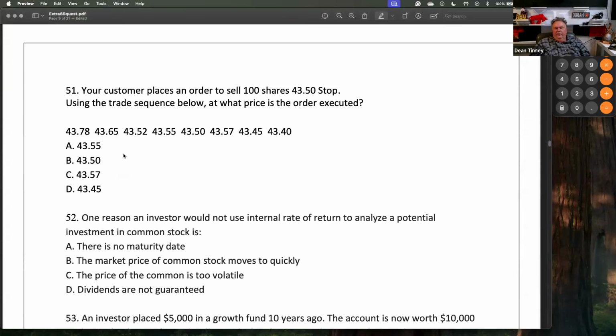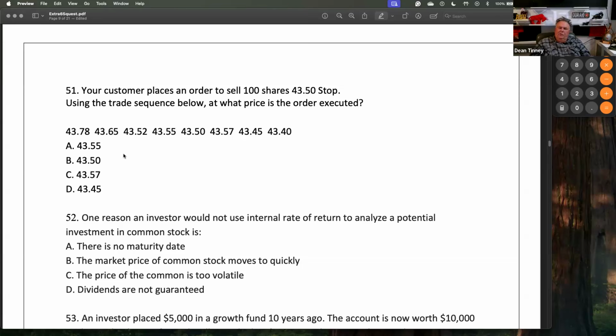Your customer places an order to sell 100 shares at 43.50 stop. Using the trade sequence below, what price is the order executed? Be careful. Two separate events. So if I would have asked you when did the order become live, get triggered or elected, that's a different answer than where was the order executed. So now we're going to go through the sequence of trades.